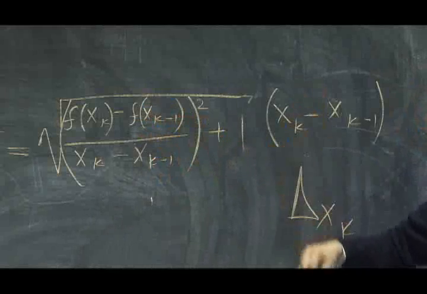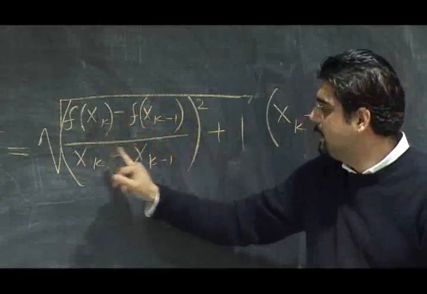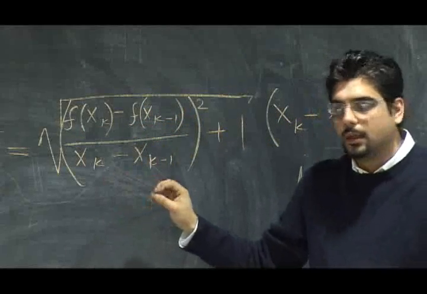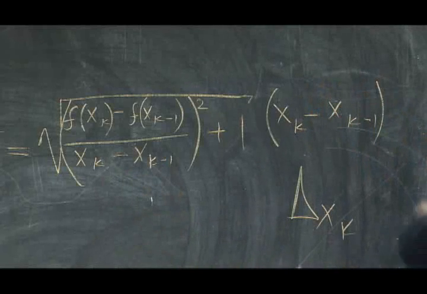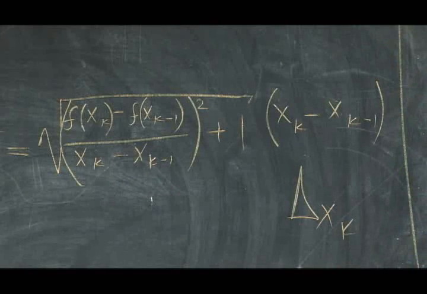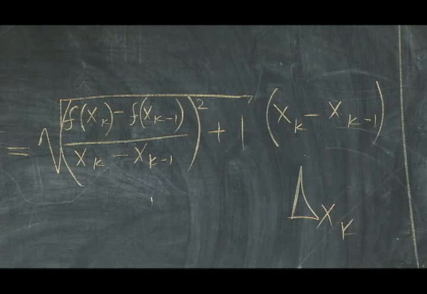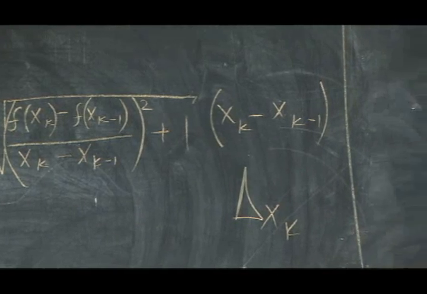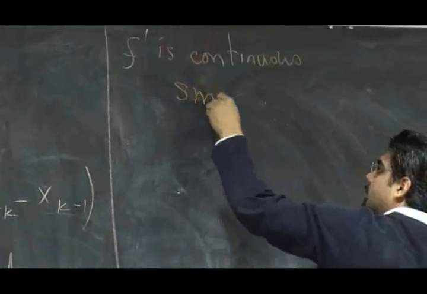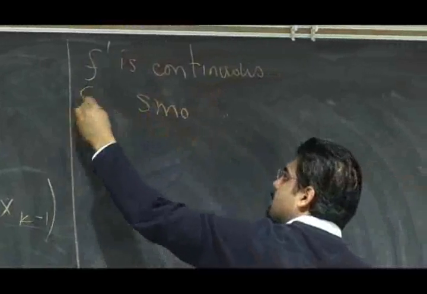I still have an issue here because these depend on the endpoints. So now, to make this problem simpler, I'm going to assume that f prime is continuous. That's the definition of smooth. f is smooth.